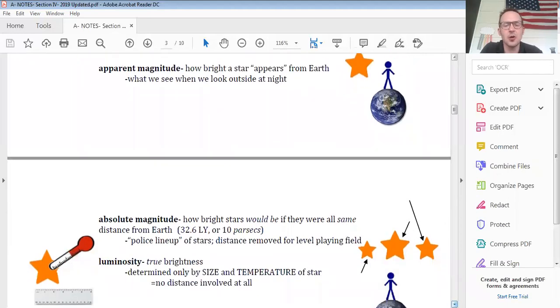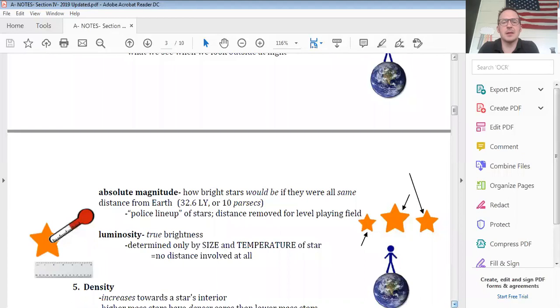Our next term is called absolute magnitude. I call this like the police lineup of stars because you're hypothetically lining a bunch of stars up beside each other. Here, we take these different distances and we line them up together. The stars which are very close, we pull back. The stars which are very far away, we mathematically pull up close. And then it's a lot easier to compare them.